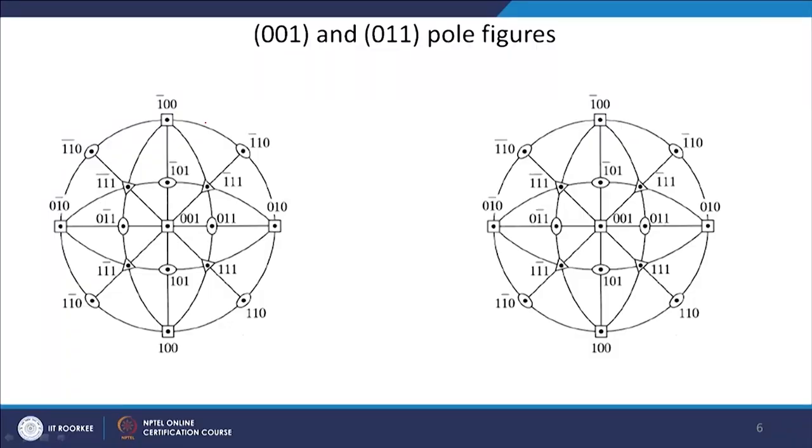Just to give you an example here, we have taken a 001 standard stereographic projection. Now I want to convert it into a 001 pole figure. As I told you, if I convert it into a 001 pole figure, I would not be seeing any other poles. So all these poles, I am just removing them here. I have removed all.